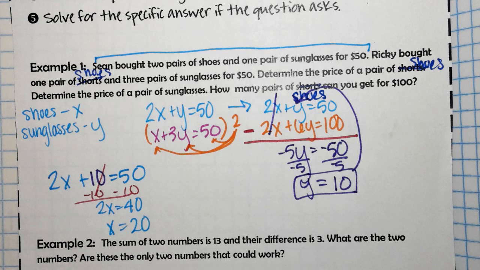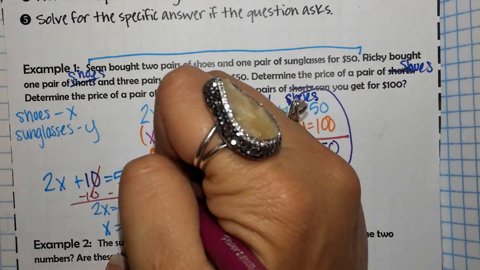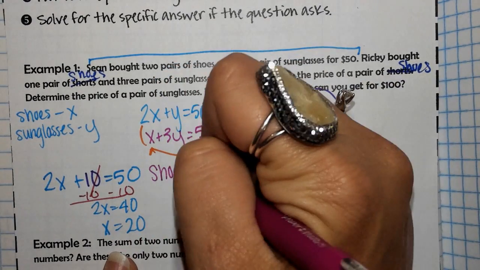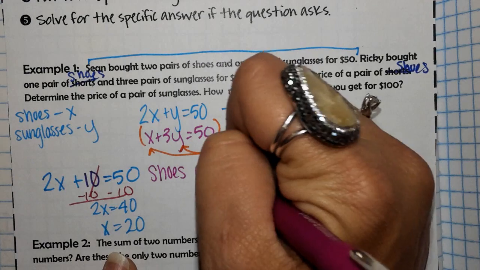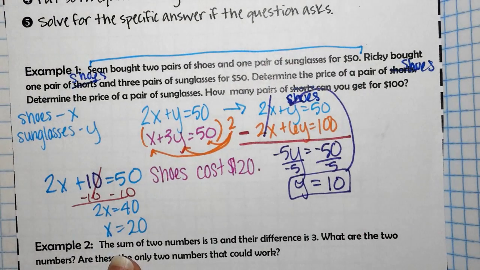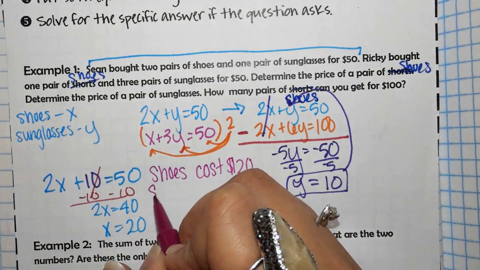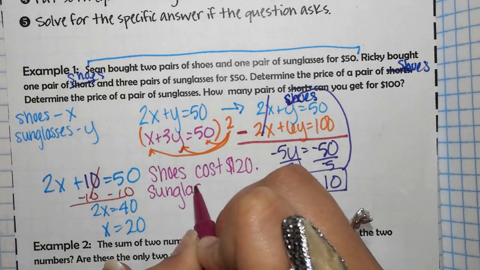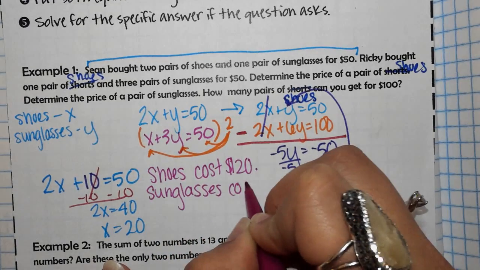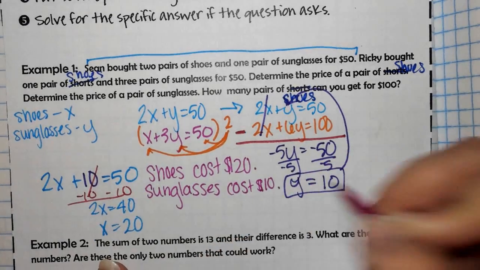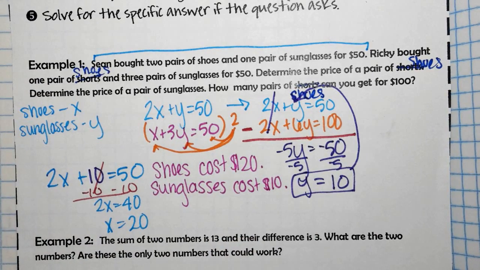Now, are we completely done? No. Do we have to put it as an ordered pair because it's asking us about shoes and sunglasses? Yeah. So we need to write that shoes cost $20. What else do we need to write? The sunglasses cost $10. All right, now have we answered everything?